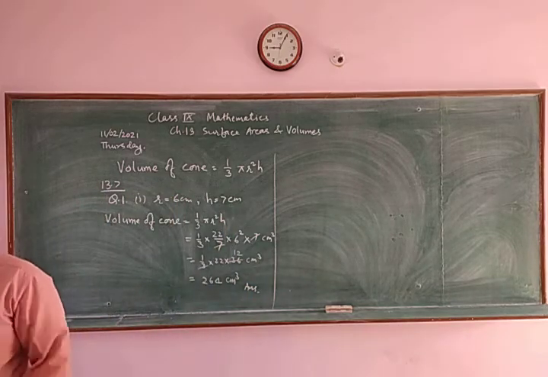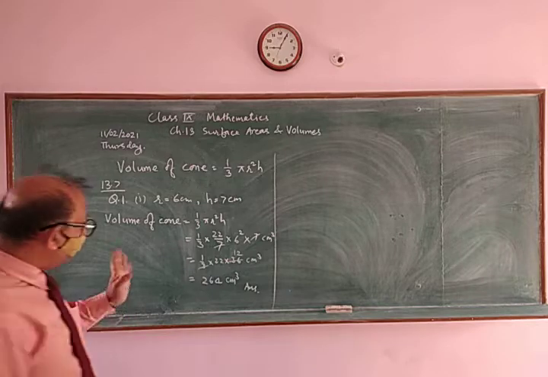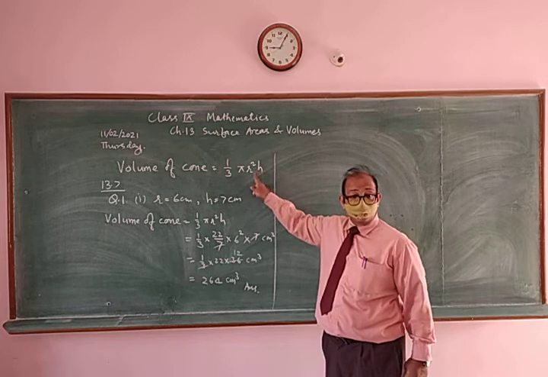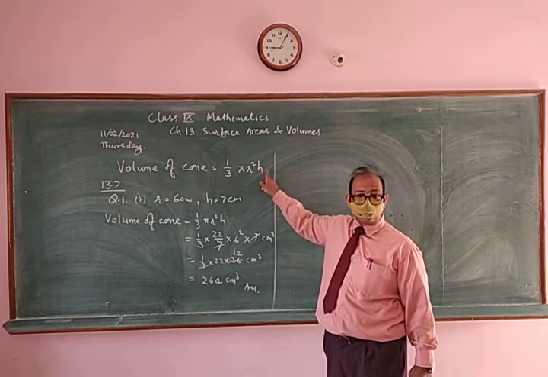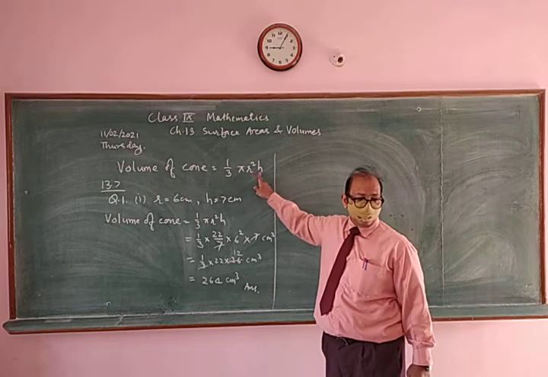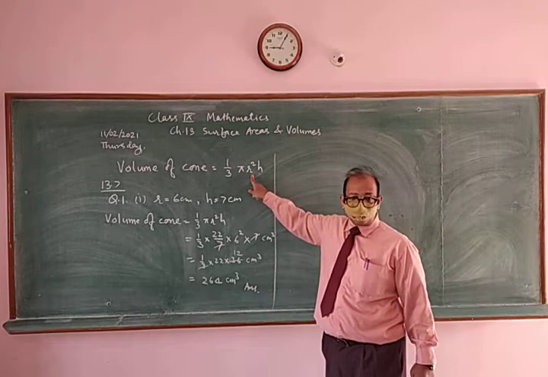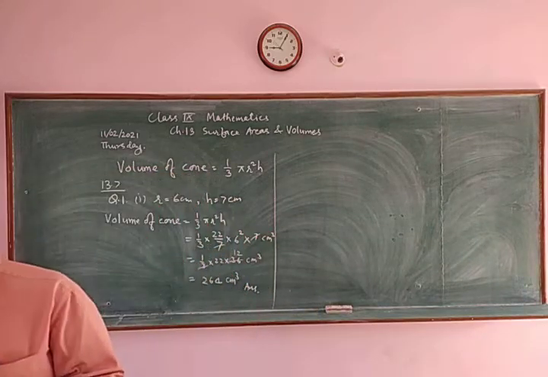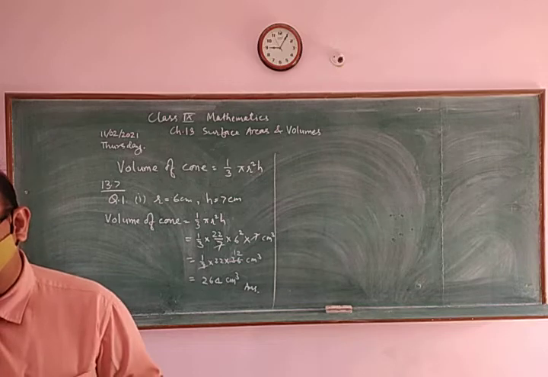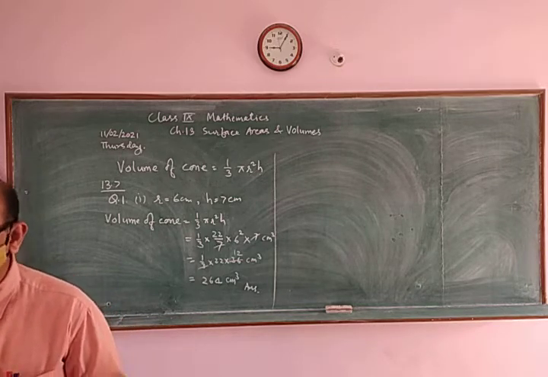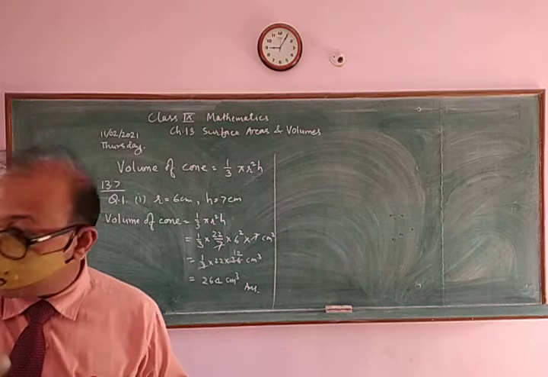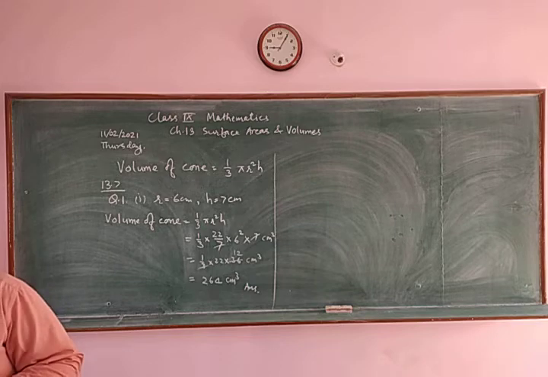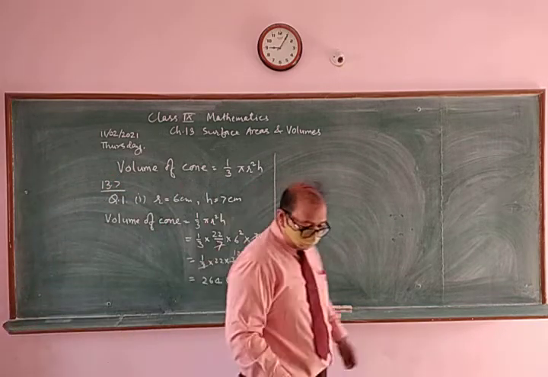Clear? It means to find the volume of a cone, we need two things: radius and height. So if the slant height and radius are given, first we find the height. If the slant height and height are given, first we find the radius, to find the volume of the cone. Clear?